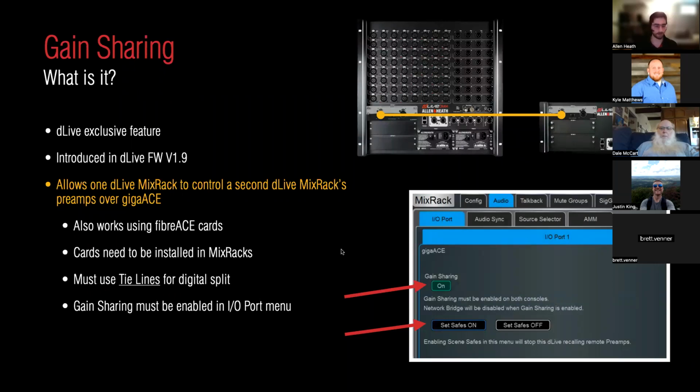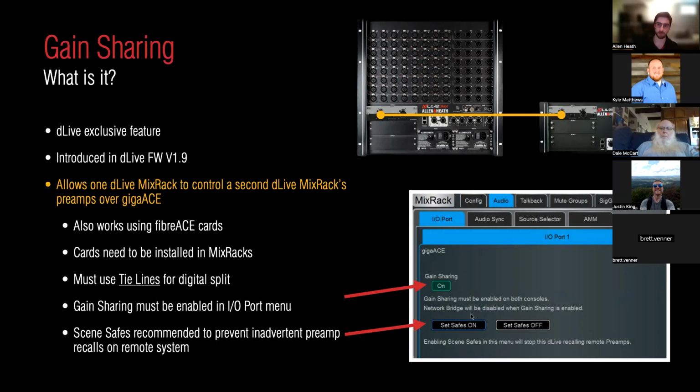And you also have an option here to enable scene safes for your remote preamps, because if you're cycling through scenes on one system, you don't want sudden jumps in gain on the other system. So basically, when you enable safes, you're saying that when I recall scenes, I want everything to recall except for the preamps on any remote preamps that I'm sharing with the other system.